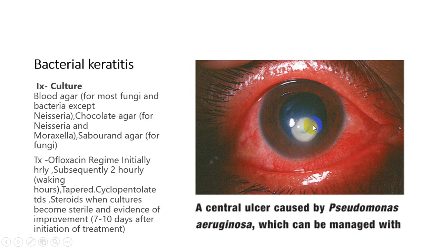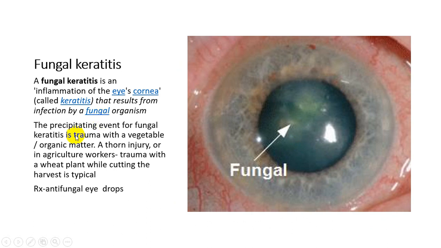You see a very characteristic type of ulcer. This is fungal, caused by fungus, and a typical event in fungal keratitis is trauma with vegetable or organic matter, a thorn injury in agriculture workers, or trauma with a wheat plant while cutting during harvest. Treatment is with antifungal eye drops like this. This is fungal.